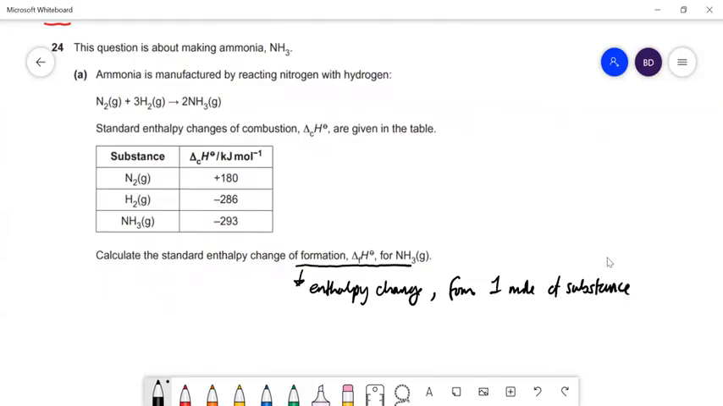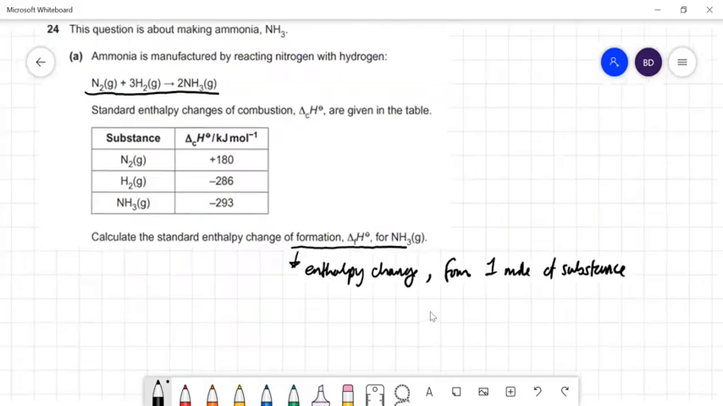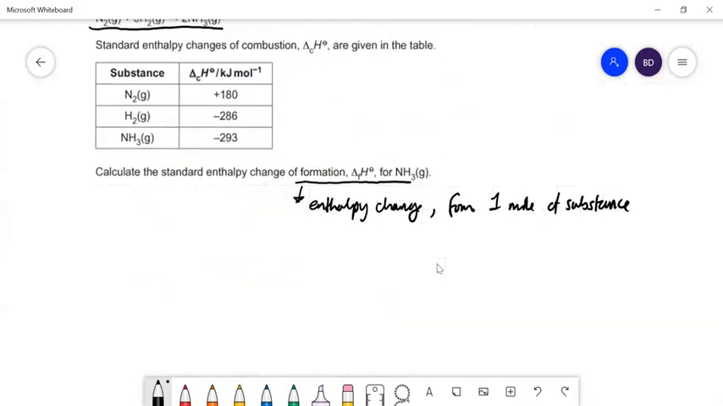Now, it's not this equation here, because look, we're forming 2 moles of ammonia there, so you have to be careful. You have to halve that. So what we want to do is find out the enthalpy change for this: a half N2 plus 3/2 H2 is going to form 1 NH3.